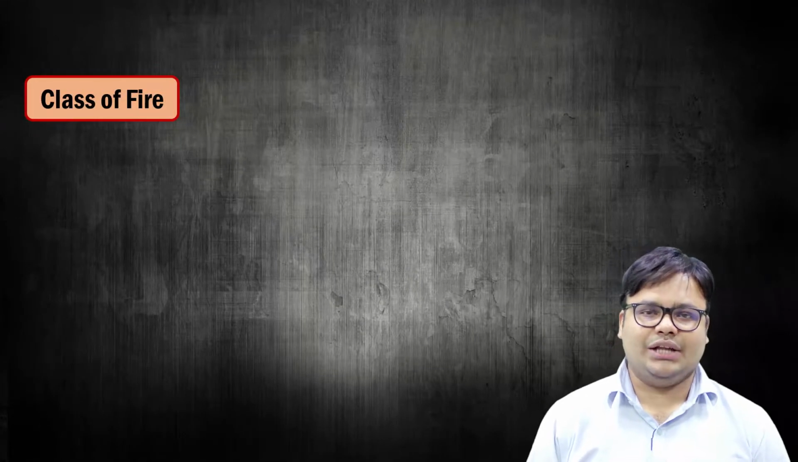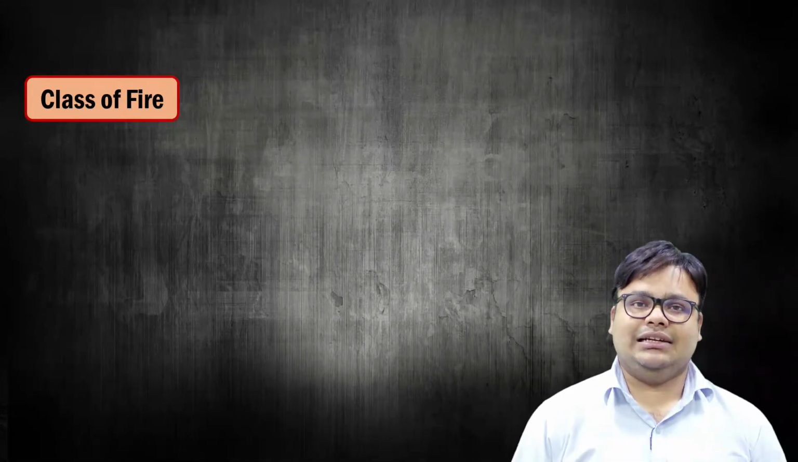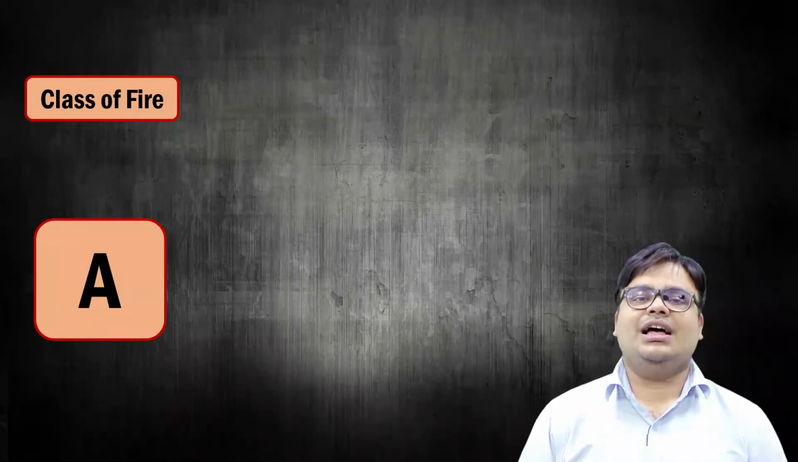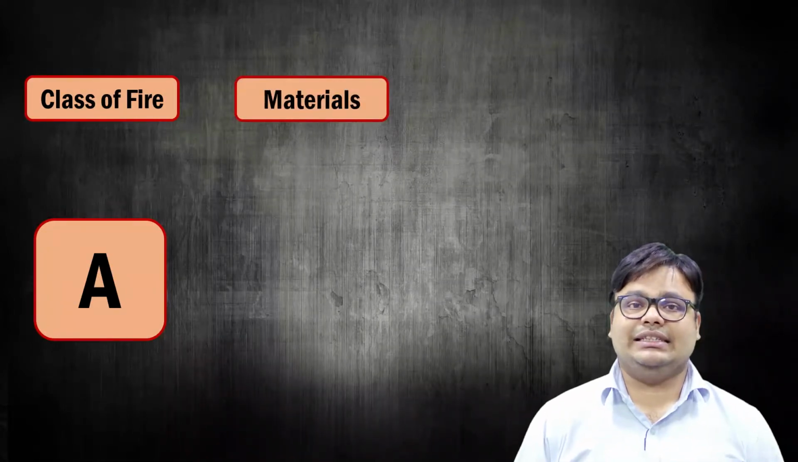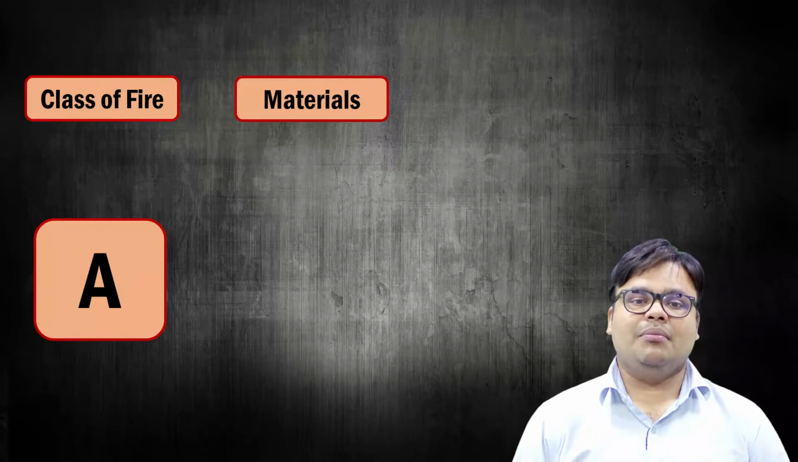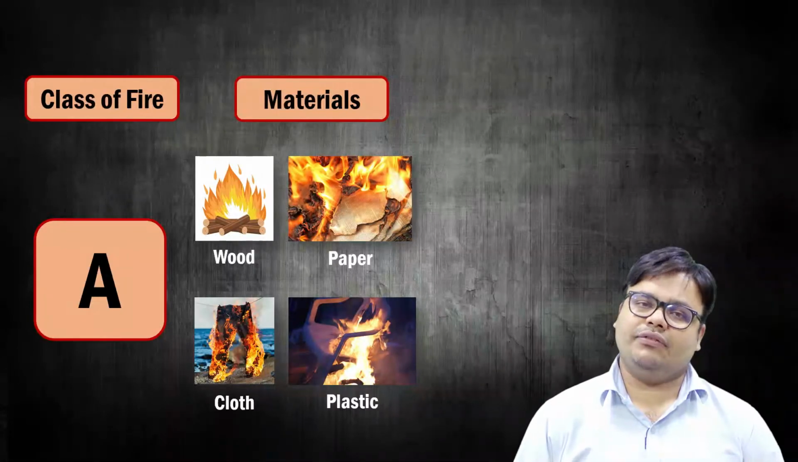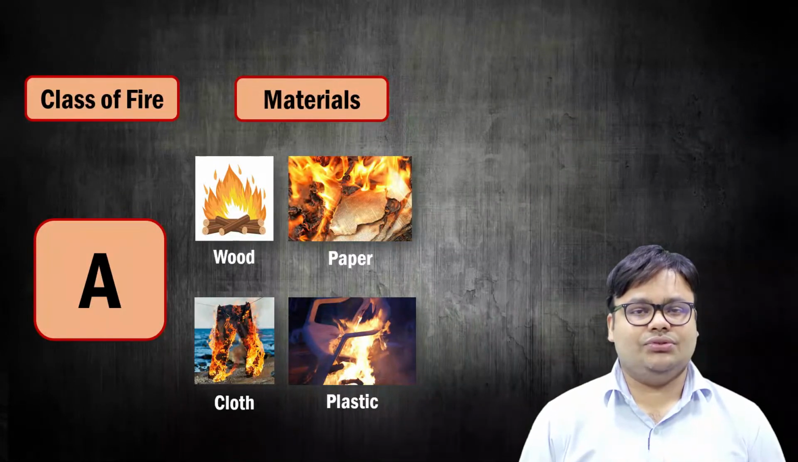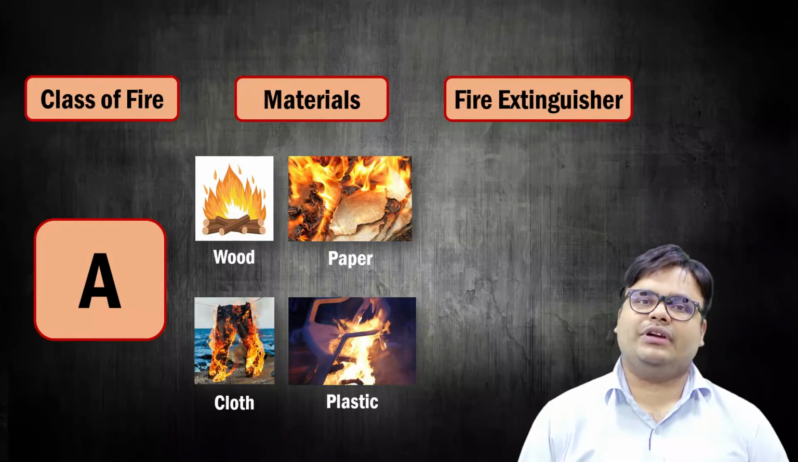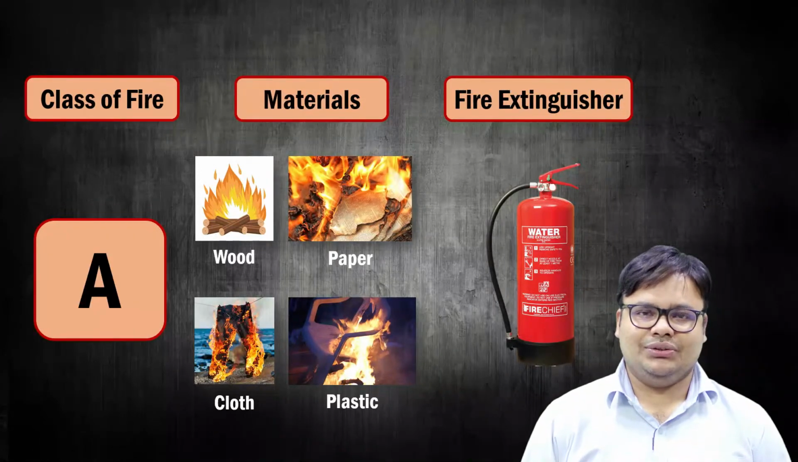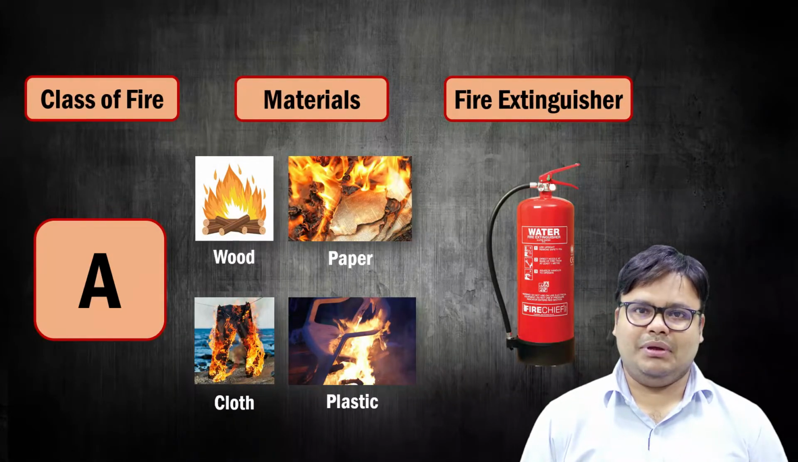First of all, as you can see on the slide, class A fire. Let us know the source materials. If the fire is from wood, paper, cloth or plastic, then it comes under the category of class A, and the fire extinguisher we should use should be of class A, which is generally of water type. These are very important things you should remember, guys.